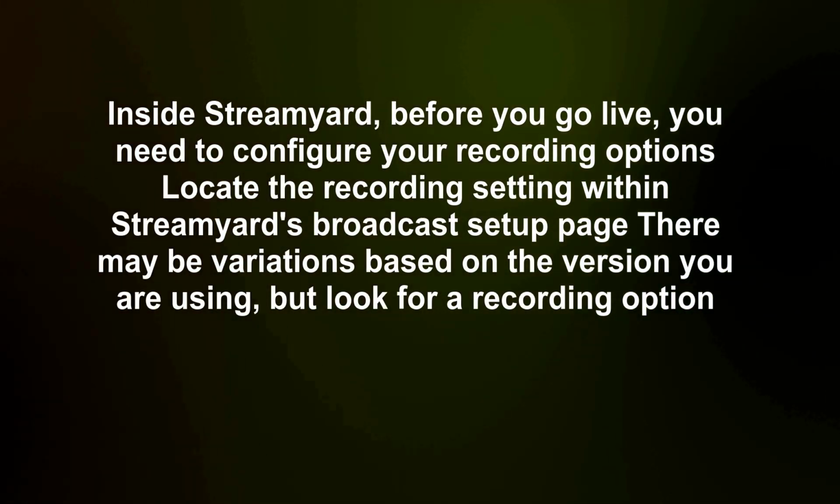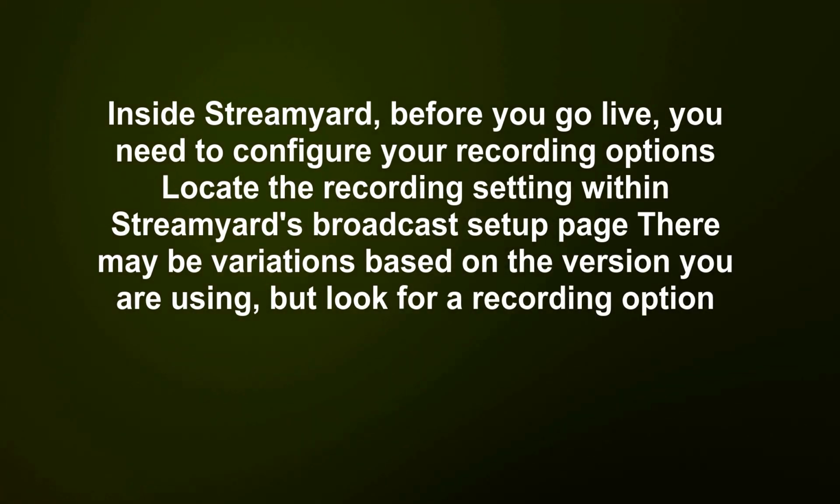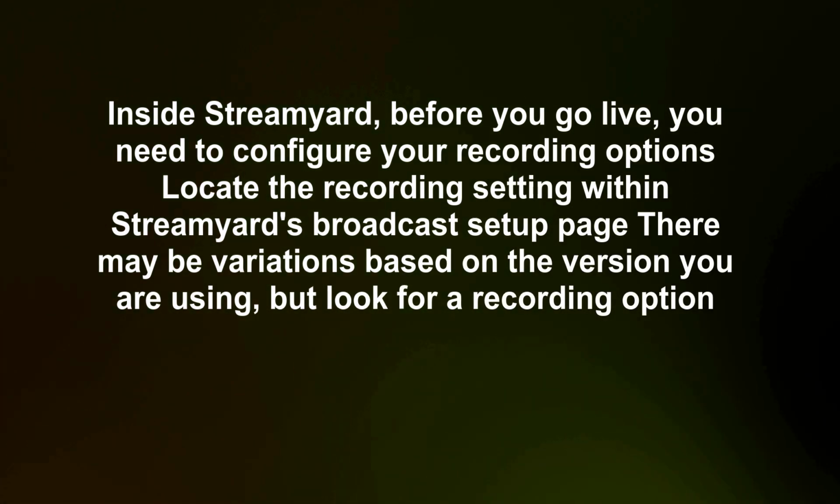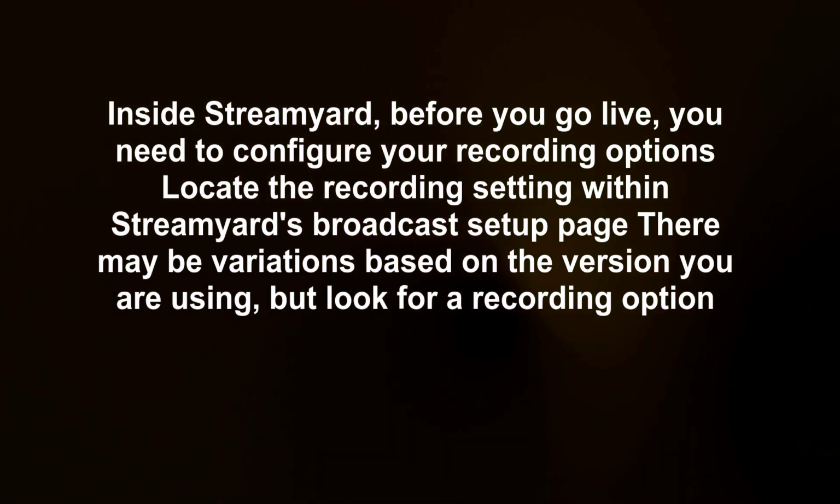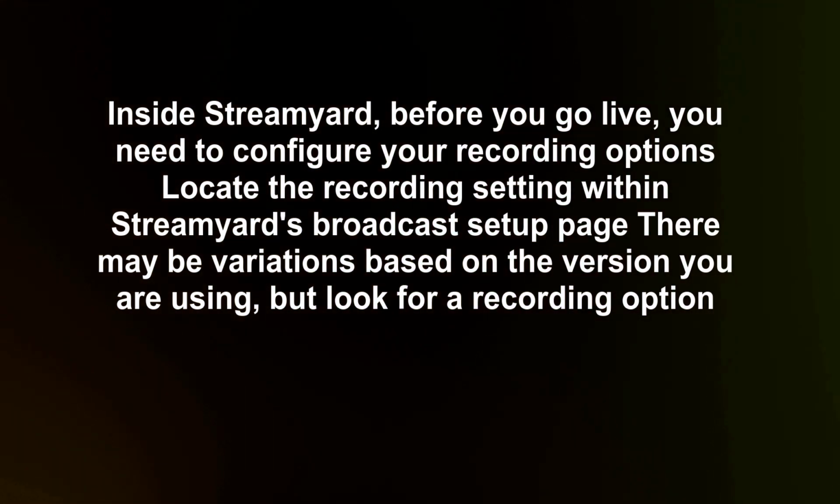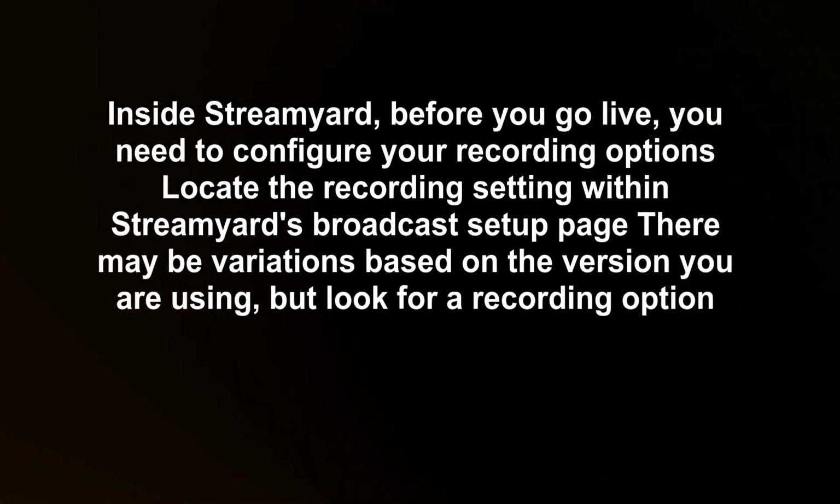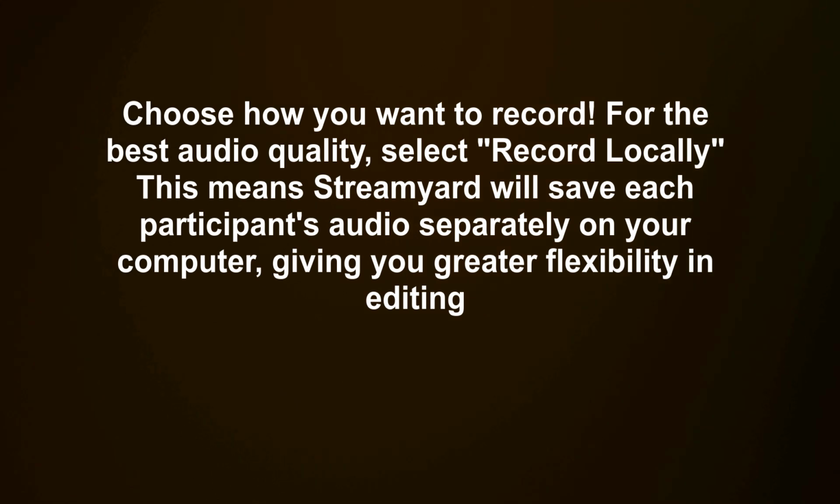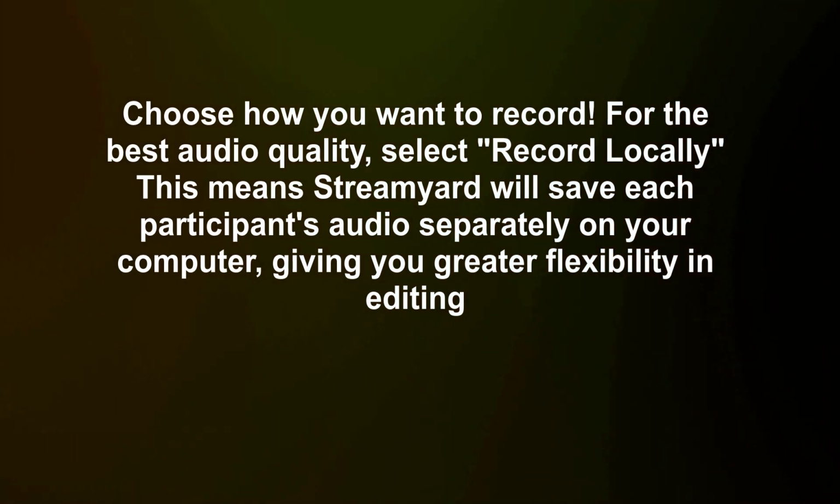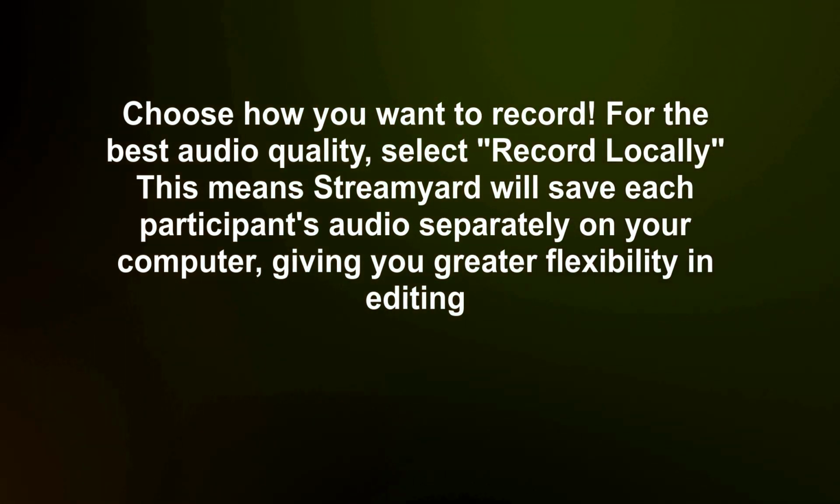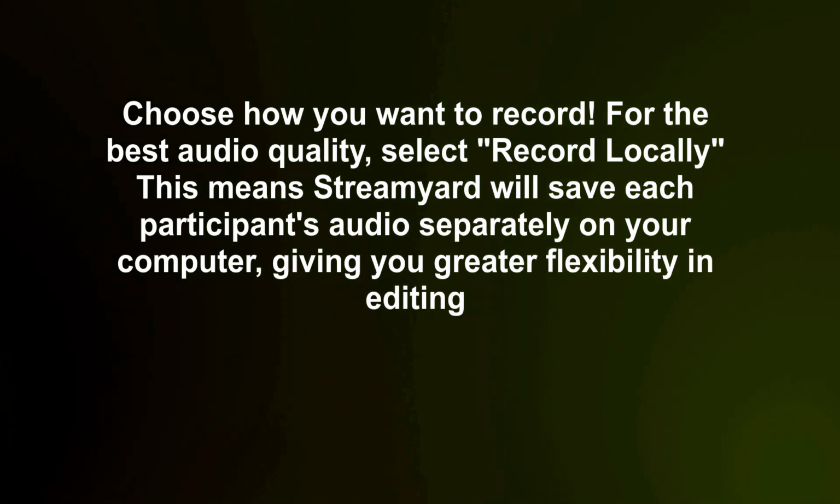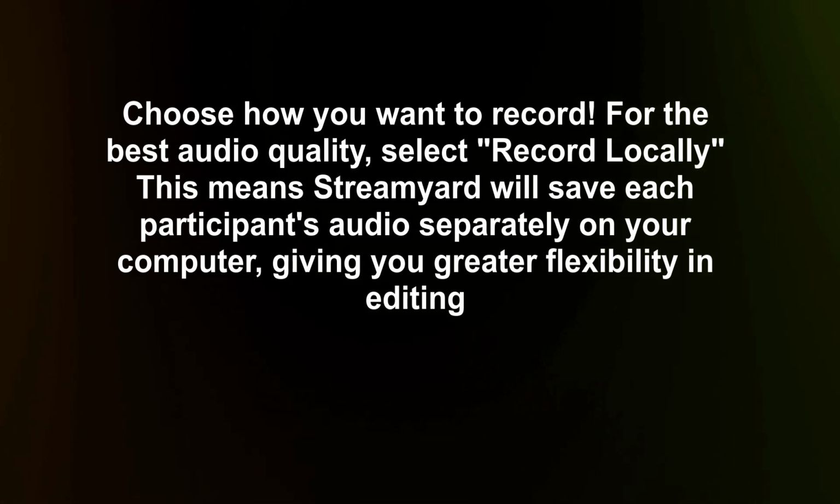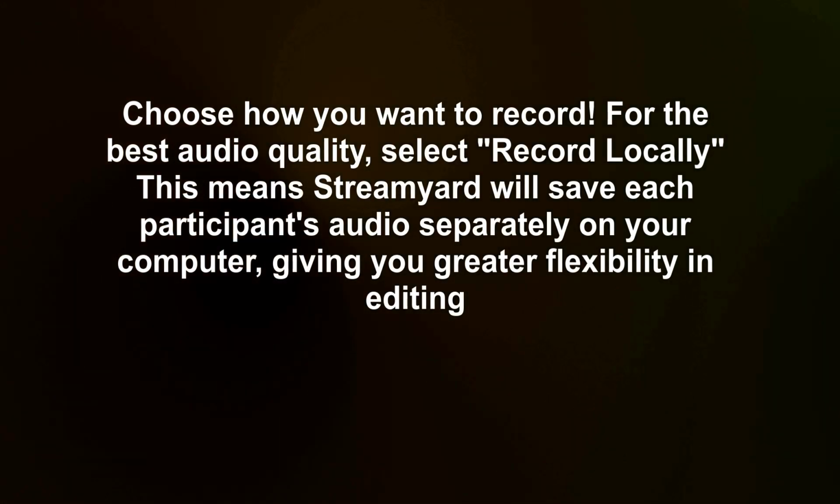Inside StreamYard, before you go live, you need to configure your recording options. Locate the recording setting within StreamYard's broadcast setup page. There may be variations based on the version you are using, but look for a recording option. Choose how you want to record. For the best audio quality, select Record Locally. This means StreamYard will save each participant's audio separately on your computer, giving you greater flexibility in editing.